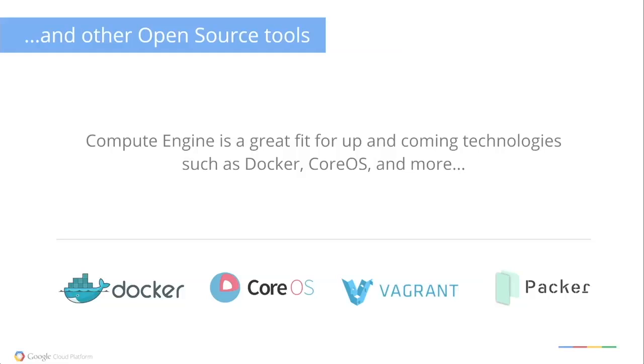CoreOS has an image that you can put into your project, and you can run the CoreOS image right inside of Compute Engine. Vagrant is another tool that you can use to quickly spin up a development environment, and that works with Compute Engine. And Packer is another project that allows you to bundle up your image, get it customized the way you want, and then reuse that.